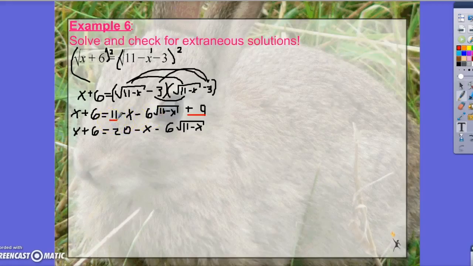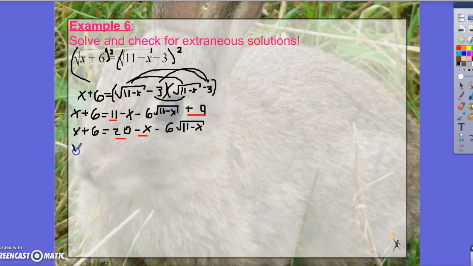Now here's what's going to happen. I am now going to take these two pieces and move them over here. I want to isolate the root again. I got rid of one root from squaring these, but now I've got to get rid of a second root.